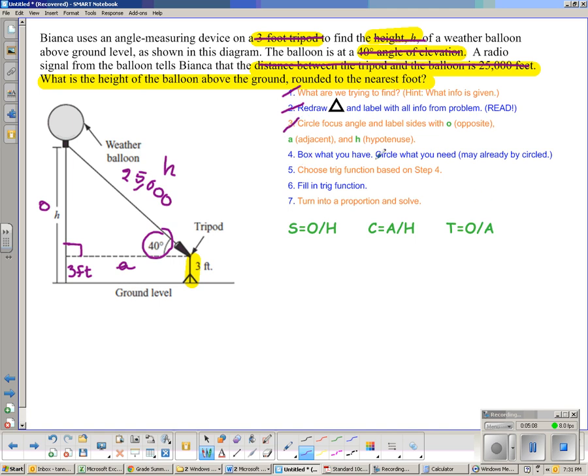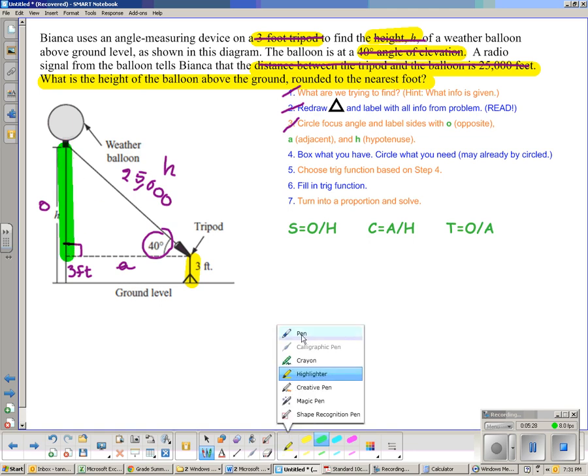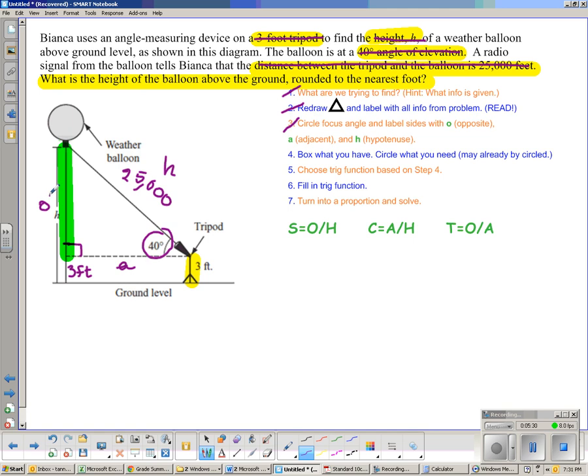Step 4, box what you have, circle what you need. Okay, so I'm going to circle what I need, which is this side of the right triangle, which I'm going to go ahead and highlight. This is what I need right now. So I'm going to go ahead and circle what I need, and I'm going to box what I have.